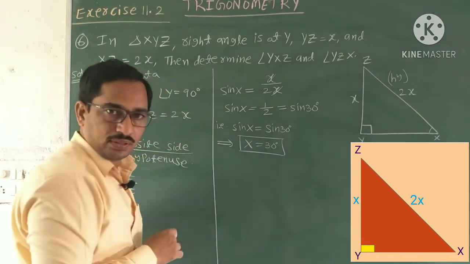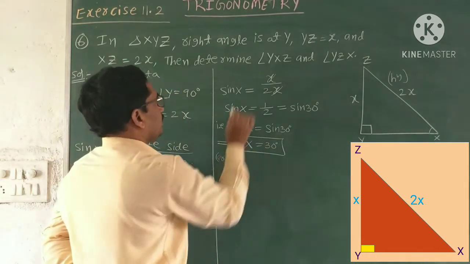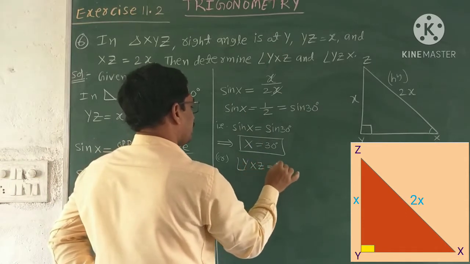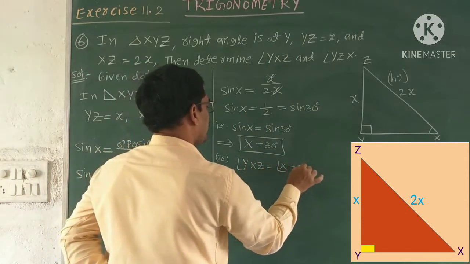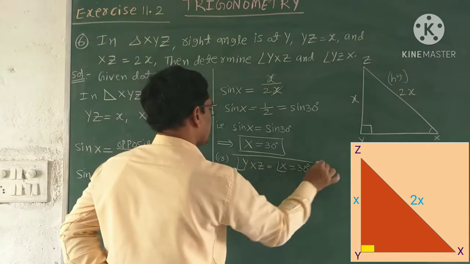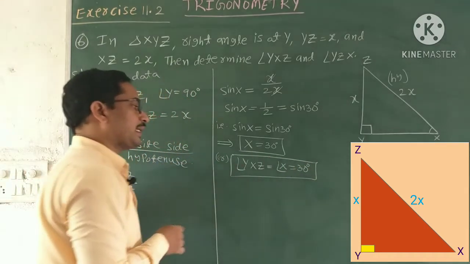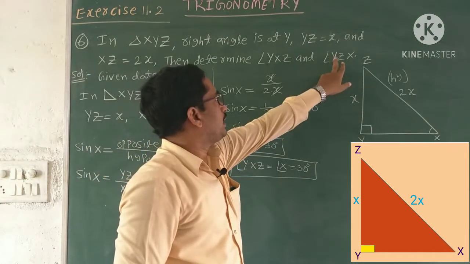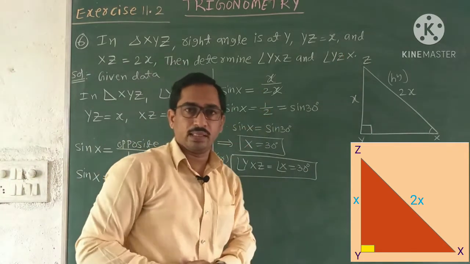The angle X, which we can also write as angle YXZ, equals 30 degrees. So our required first answer is angle X equals 30 degrees. Then calculate the angle YZX. So how do we calculate angle YZX?